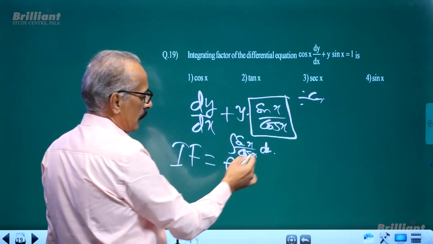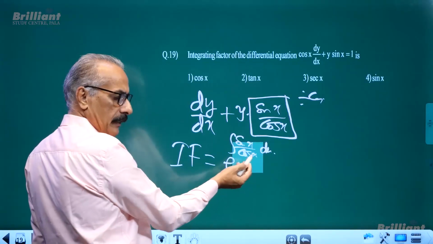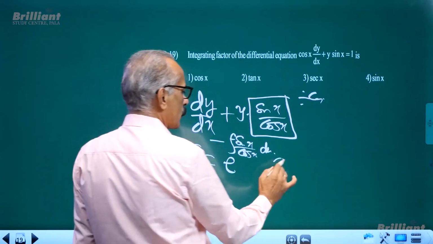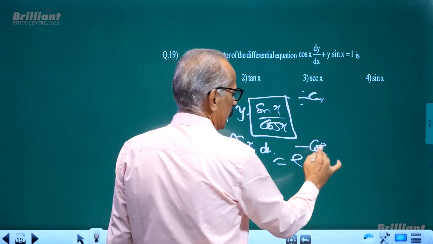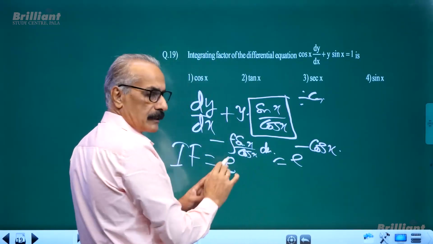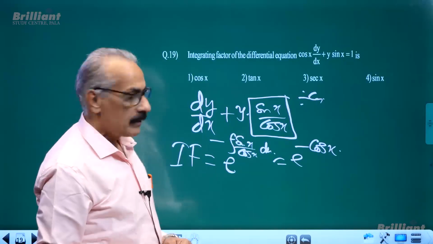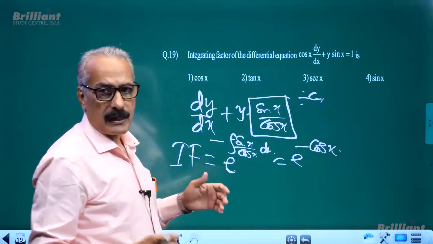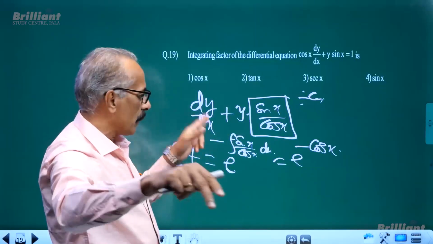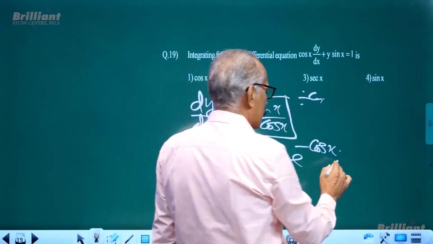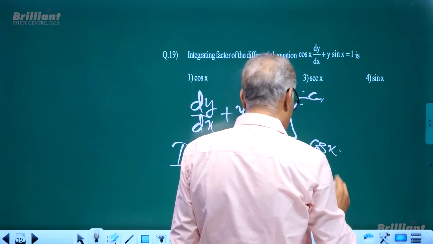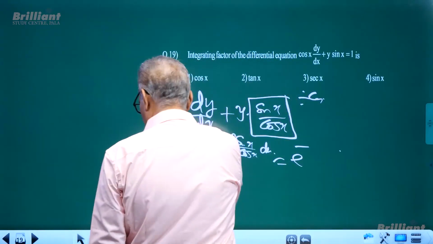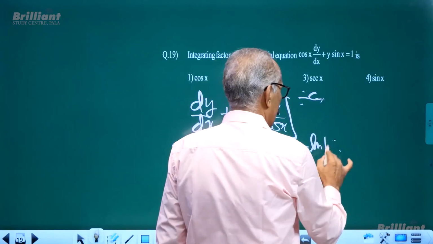Integral of f dash x by fx: your fx is cos x, derivative is minus sin x. So give a minus, give a minus. So this is equal to e to the power minus cos x. Integral f dash x by fx is logarithm of fx; derivative of the denominator cos x is minus sin x, so there is no minus net. I give two minus signs, one inside, one outside. So e to the power minus logarithm of cos x.